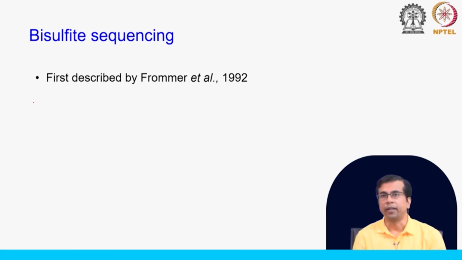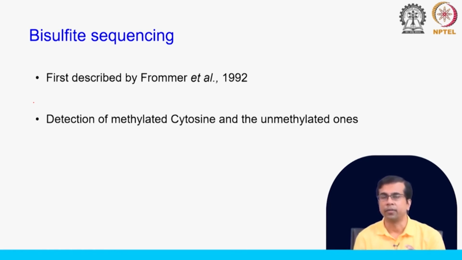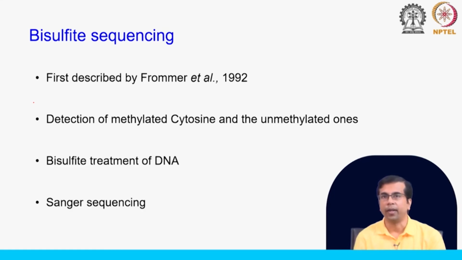Now, moving on to the technique that actually revolutionized this field of study of methylation on C bases, which is called bisulfite sequencing. Okay. This is a method that was described by Frommer et al. in 1992, a long time before NGS actually came into the picture. What happened is that this method could detect methylated cytosine and differentiate it from the unmethylated ones. And what happens here is that you have bisulfite treatment of DNA followed by Sanger sequencing. So, we will elaborate this a bit more, and you will understand the principle in detail.